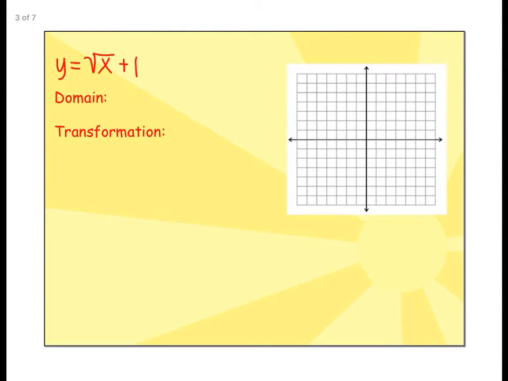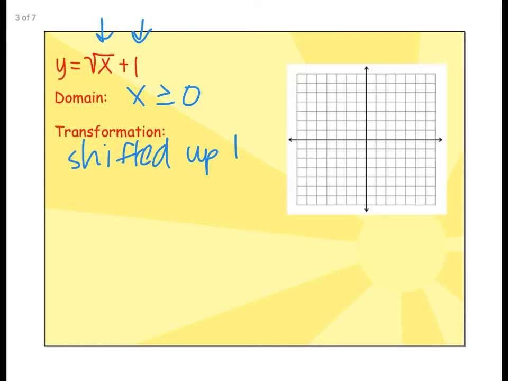Okay, next one is square root of x plus 1. If you remember what we talked about on the very first slide, anything under the square root would shift it left or right. There's nothing else there, but anything outside of it shifts it up or down, and it's outside. So I'm expecting when I make my table and graph, it should be shifted up 1. Domain, I'm taking what's under the square root, setting it greater than or equal to 0. So domain is still the same.